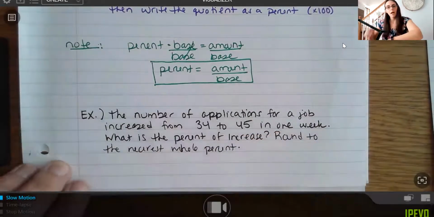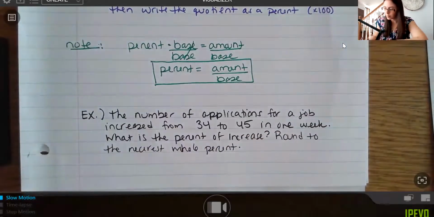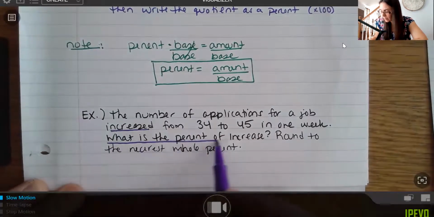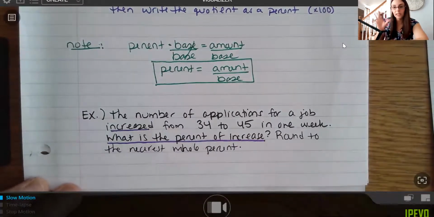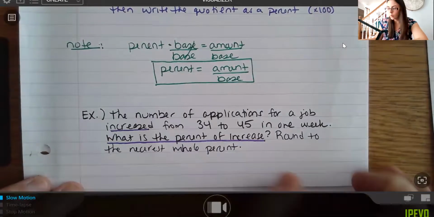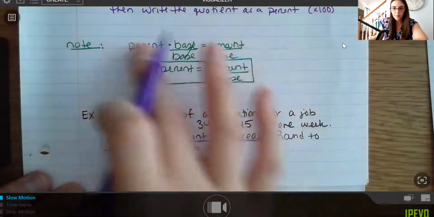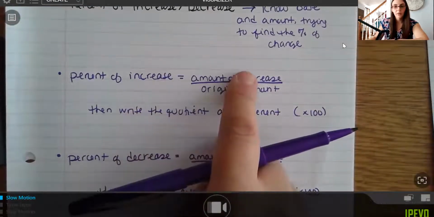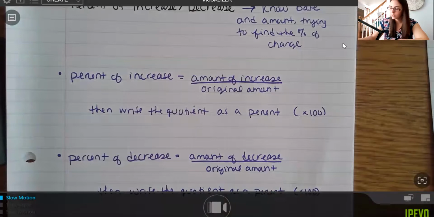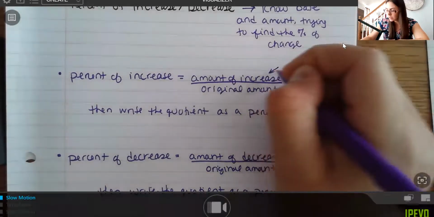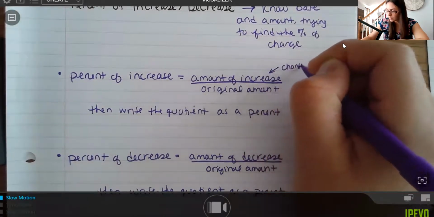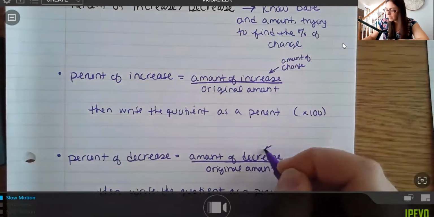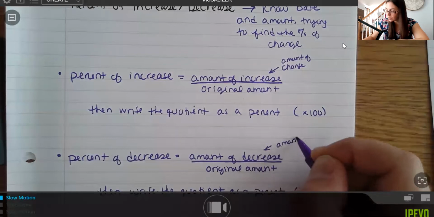Whole percent. So we're talking about an increase problem here. And the question is, what is the percent of increase, right? So we're finding the percent specifically. So what we can do instead of going back to the original problem is we can save a little bit of time and just use this formula here. So you're looking for the amount of increase over the original amount. So amount of increase is the amount of change. Okay, and same thing for decrease. That is how much it has changed.